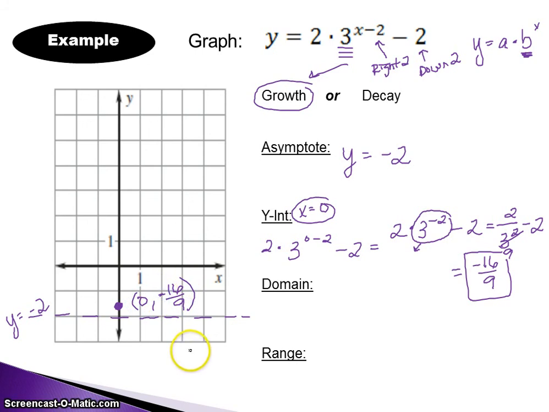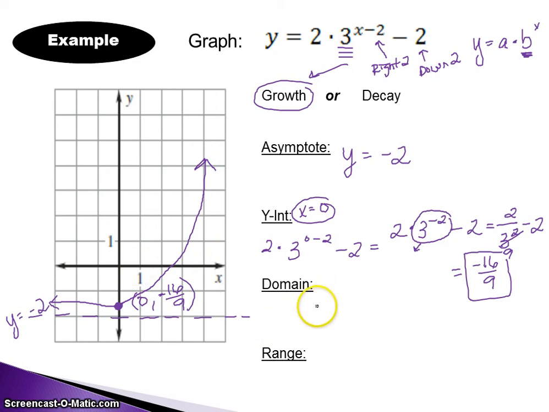And then I can graph this on my calculator to help me with the rest. I know it's a growth. We've already said that. So my growth has to start at the asymptote, has to cross through that y-intercept, and since it's a growth, we know we're growing up and we're growing to the right.